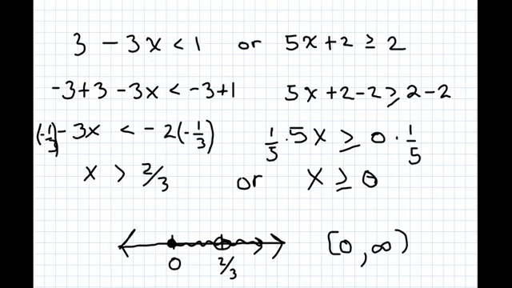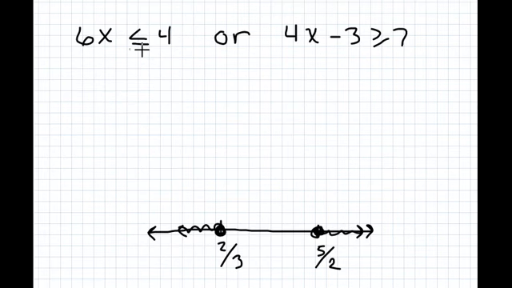Now let me write one up for you. So this is what you got: 6x is less than or equal to 4, or 4x minus 3 is greater than or equal to 7. And I've drawn you a graph. This includes 2/3 and this includes 5/2. So remember, it's or. You can pick something over here, or you could pick something over here. It doesn't matter. But if this were an and sign, then this would be no solution. So I'll let you go ahead and work this out and see if you can come up with what I've got displayed in this graph.